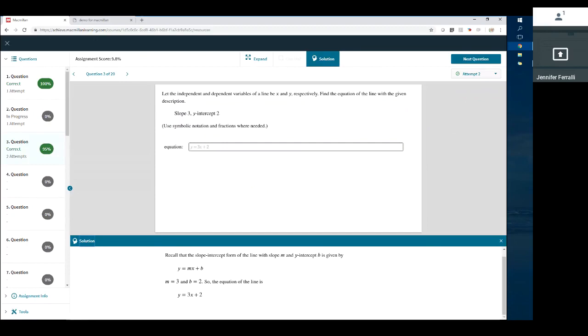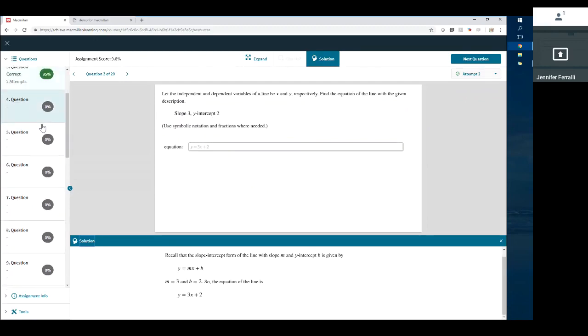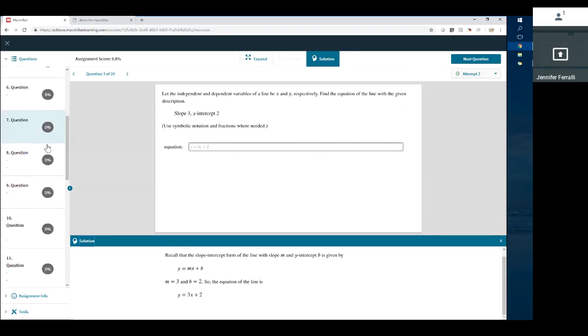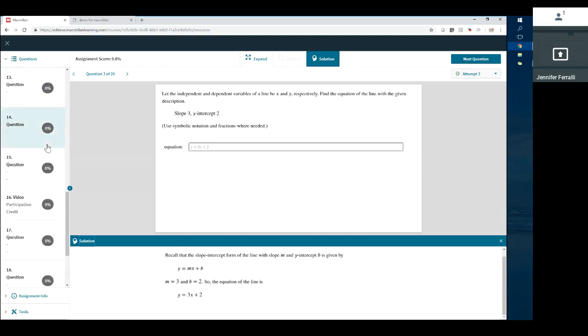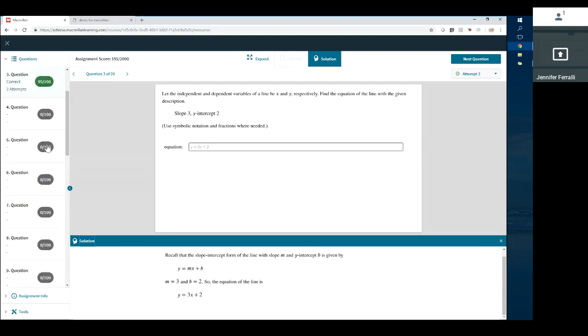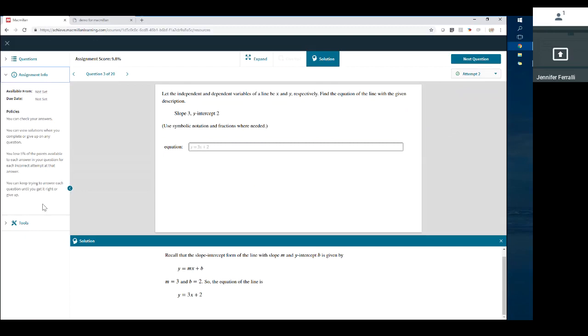As part of our student assignment experience, students can see the entire list of questions on the assignment on the left and their associated scores. Assignment information also describes the number of attempts available to the student and any other policy set on the questions.